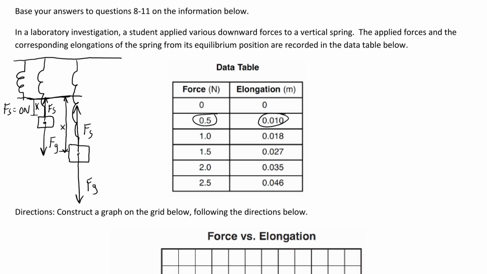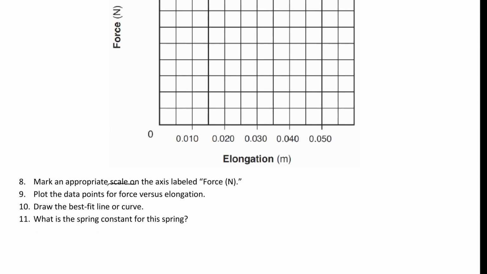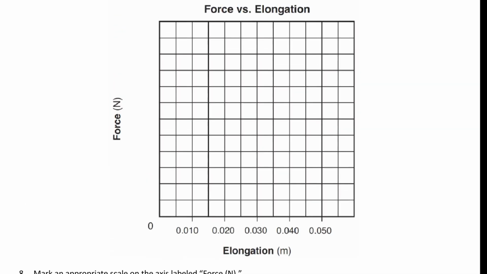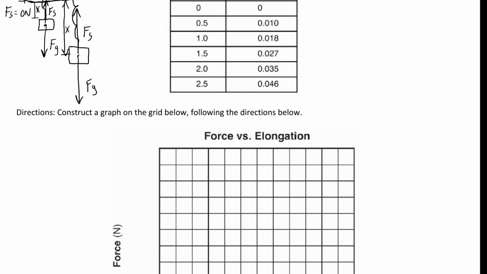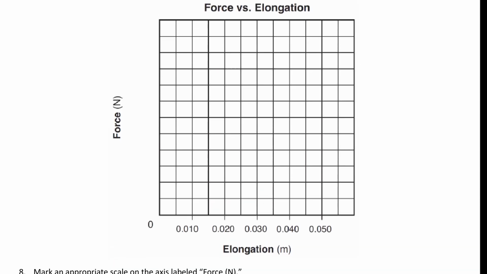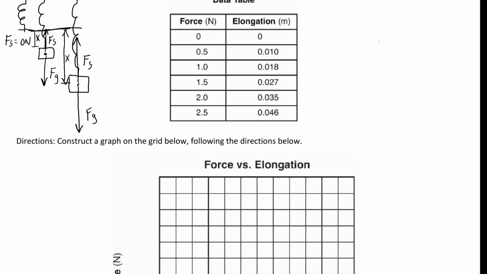Okay, now it says directions, construct a graph on the grid below, following the directions below. So it says here, first, you have to mark an appropriate scale on the axis labeled force. So we just have to figure out what the scale should be. You count up the number of lines, and you see what your maximum value is, and you have to fit it in. And they're actually not that nice to you because they give you 12 grid lines, and you need to get to 2.5 newtons.